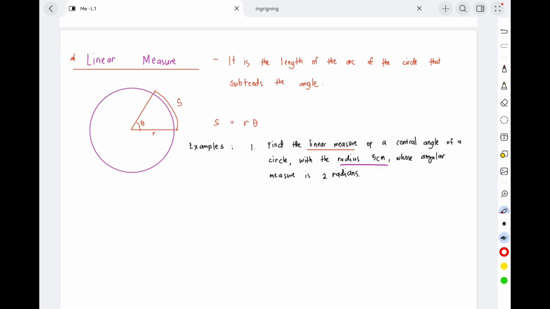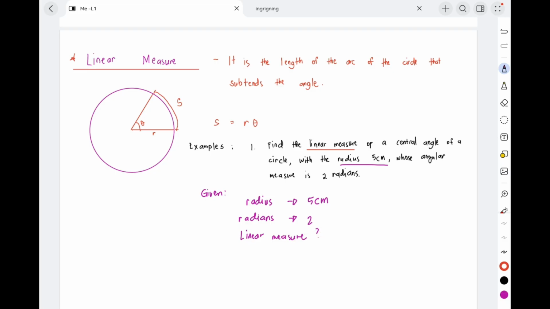So for us to fully understand how to use this formula, we have here our examples. Example number 1. Find the linear measure of a central angle of a circle with a radius of 5 cm whose angular measure is 2 radians. So our given is, for the radius, we have 5 cm, and for the radians, we have 2. And what we are going to look for is the linear measure. So this is the missing part.